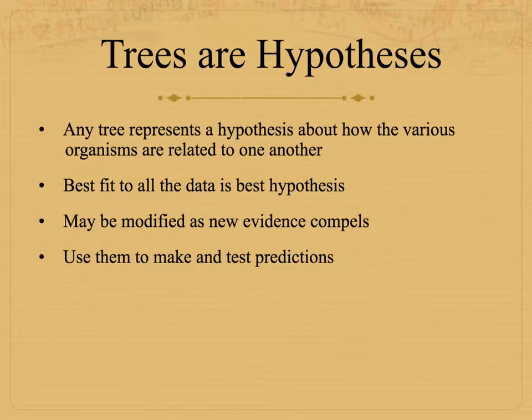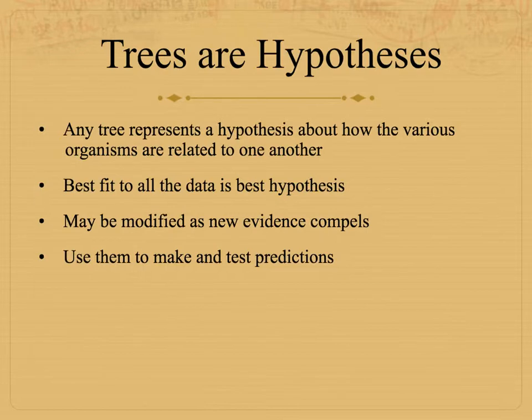Okay. Like I said, a tree is a hypothesis about relatedness of organisms. We try to get the best hypothesis, which is the one that is best fit to all the data that we have, but, and it frequently happens, they are modified as new evidence comes forth. We can use those to try to make and test predictions.